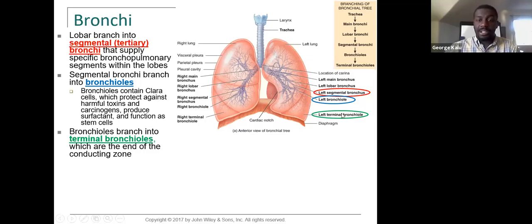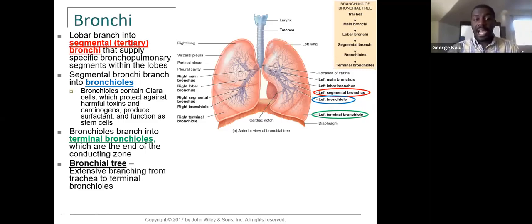Okay. And so the terminal bronchioles are the end of the conducting zone. Up until this point, we have not done any kind of gas exchange. We're not exchanging oxygen and carbon dioxide. Up until this point, we're just moving air from our environment into the lungs. No gas exchange is taking place.